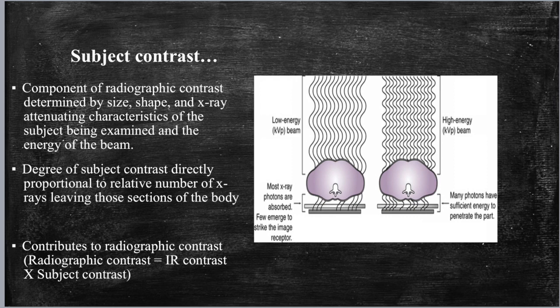Radiographic contrast is the contrast of a radiograph viewed on an illuminator. Radiographic contrast is determined by size, shape, and X-ray attenuating characteristics of the subject being examined, and the energy of the beam. The overall degree of subject contrast is proportional to relative number of X-rays leaving those sections of the body. Radiographic contrast equals IR contrast times subject contrast.